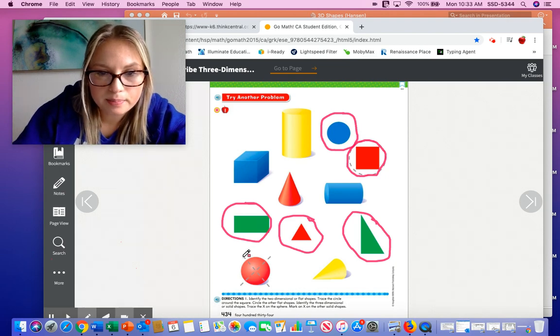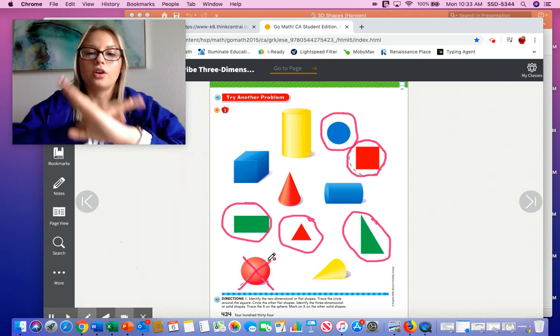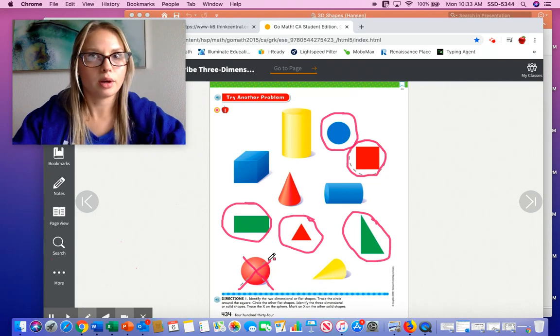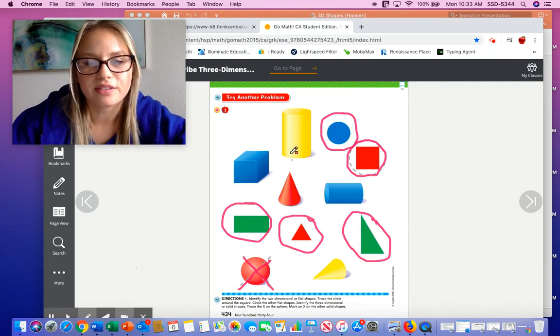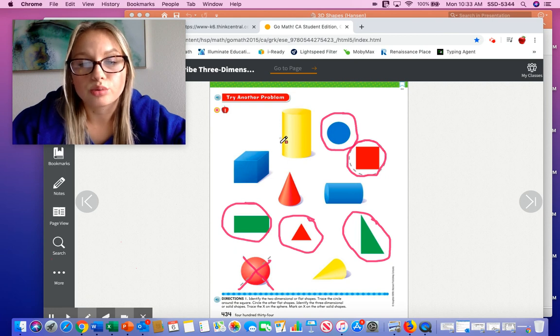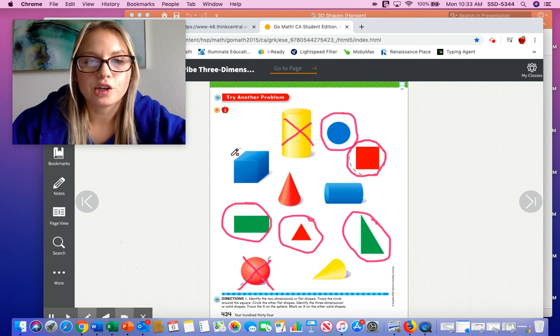Oh, there it is. Trace the X. Now we need to mark an X on all the other solid shapes. Okay, so that should be all the leftover shapes, right? Because we already found the 2D shapes. This cylinder is 3D, so let's put an X. Is a cube 3D? Yeah, right, because it's solid.